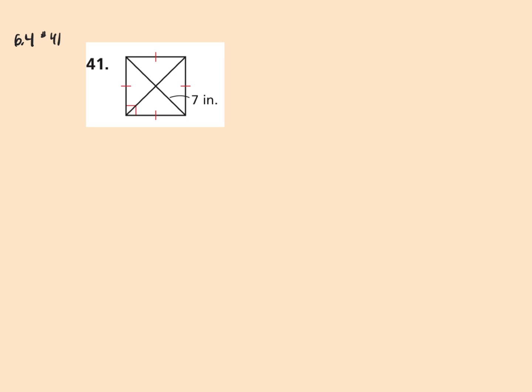All right, at number 41, you can see that all four sides are congruent, making it a rhombus. So it's a rhombus, which means it's definitely a parallelogram, which means opposite angles are definitely congruent and consecutive angles are definitely supplementary. So 90 plus 90. So we have ourselves a rectangle and a rhombus. And so we should be able to figure out perimeter and area, no problem.